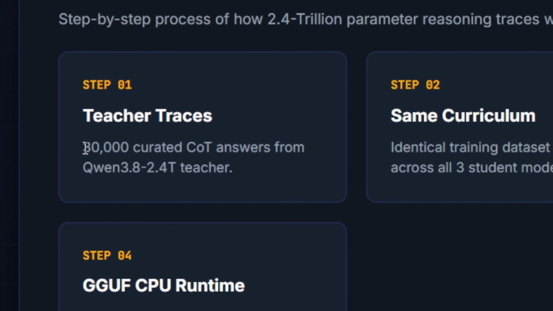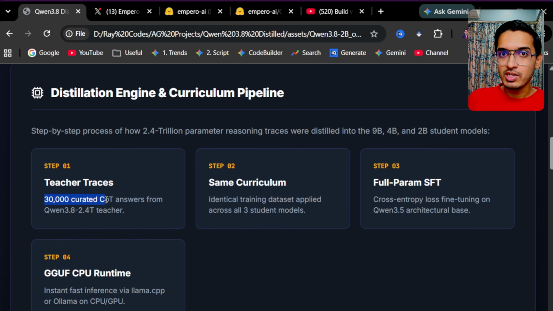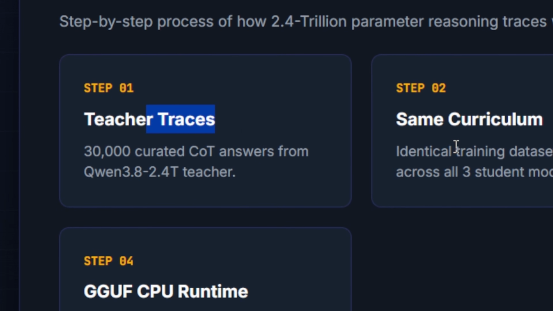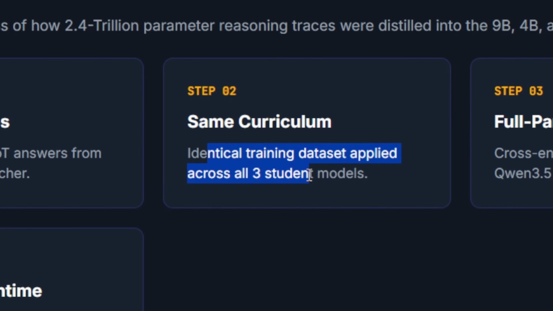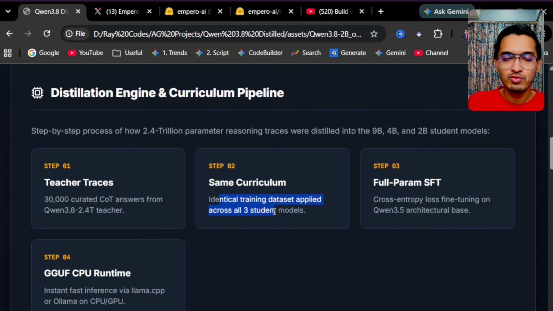First, the creators gathered 30,000 high-quality reasoning examples, which came directly from the massive 2.4 trillion teacher model, which provide the rich step-by-step reasoning traces of this model so the student models can replicate the same. And in the second step, all the smaller models studied this exact identical dataset, so every single student model is learning from the same source material, keeping the deep reasoning engine consistent across the different sizes.